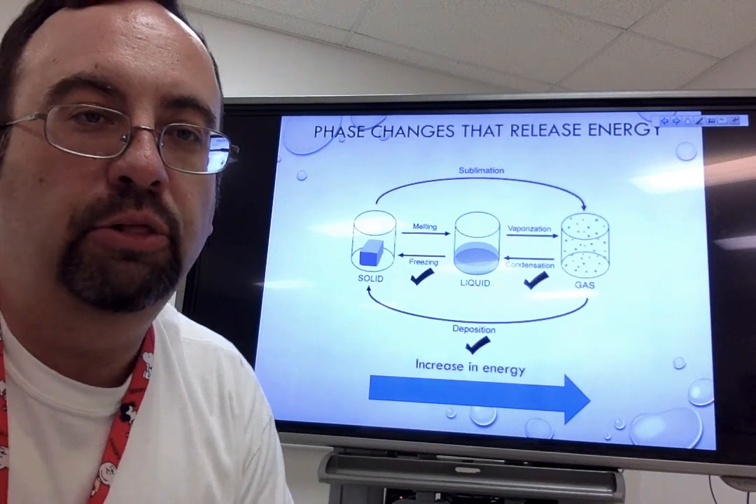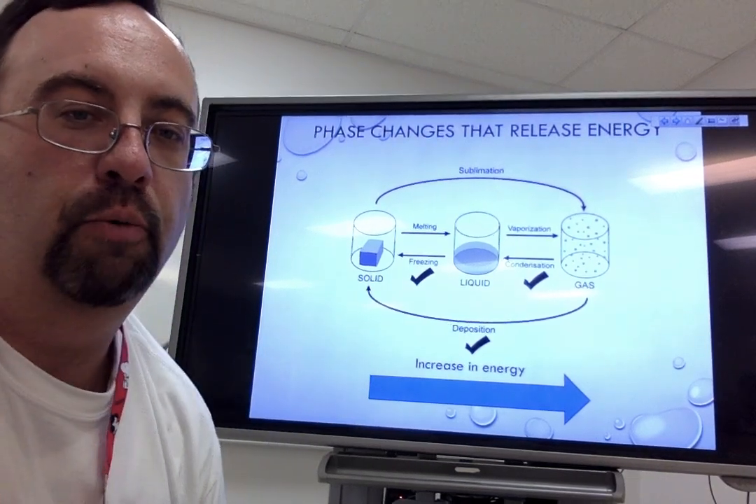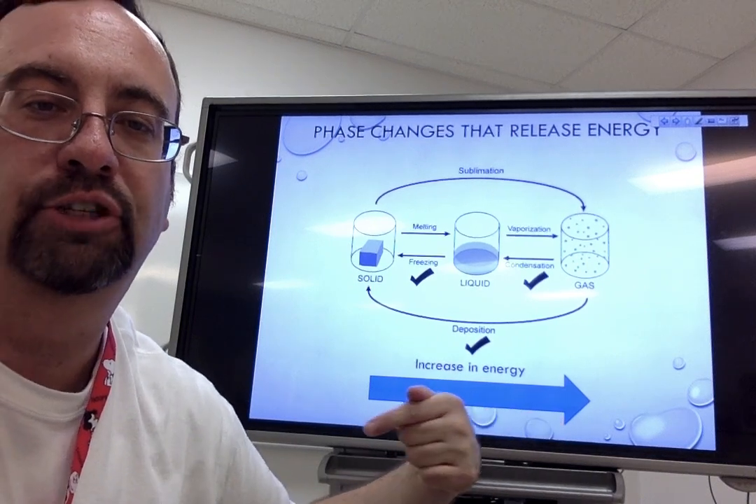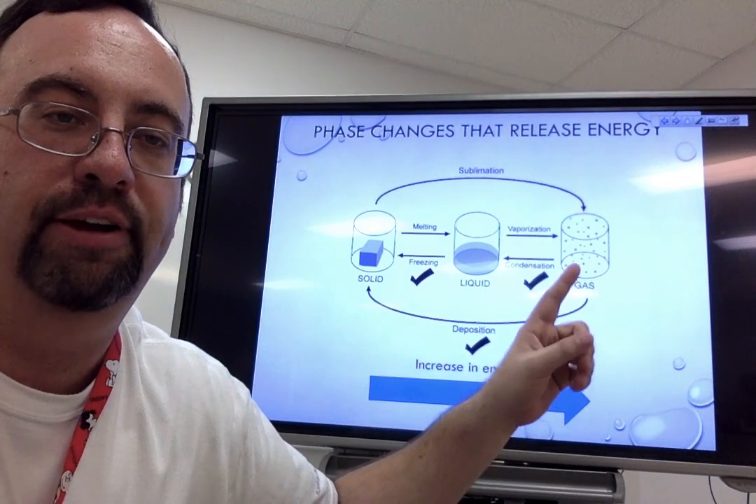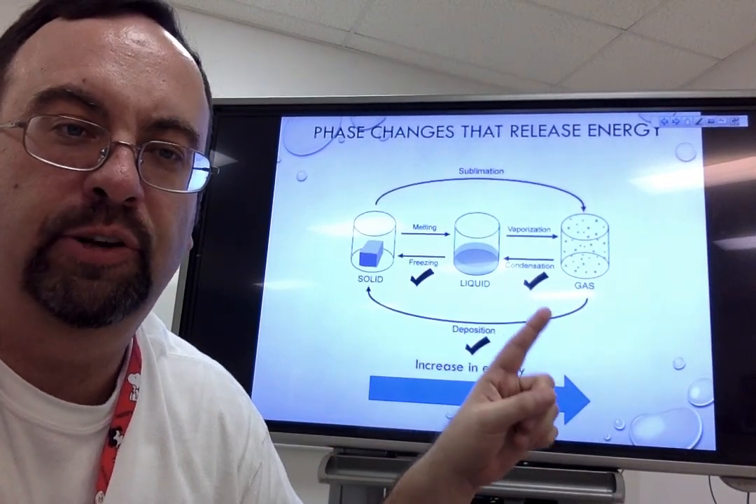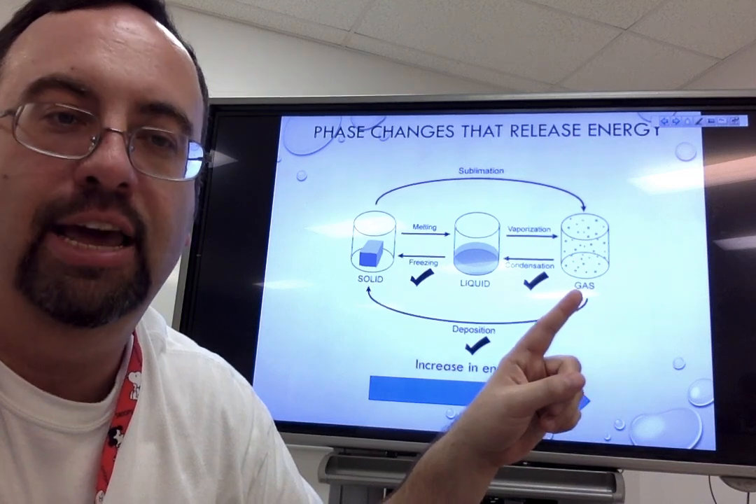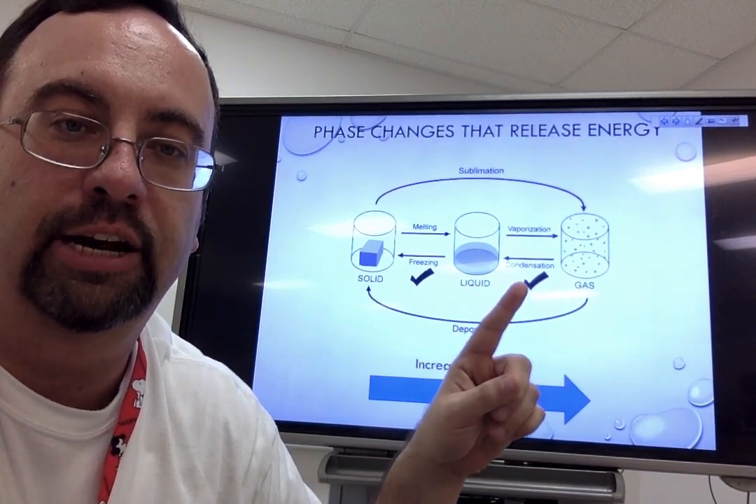We're going to also now look at the phase changes that release energy. So notice we're going to now go to the left, so we're actually showing a decrease in energy. And so we again have our three phases: gas, liquid, solid. Notice that when we cool things off for a gas, it will then enter into the liquid phase, and we refer to this as condensation.